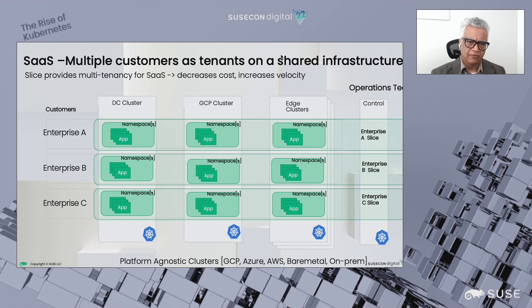There's also the case where you have different enterprise customers, who are maybe your SaaS customers, but again, your deployment is in multiple locations for various business reasons. So whether you want to have an edge cluster, a GCP cluster, or a data center cluster, you want to have this ability to create slices, so that all the enterprise A's traffic and so on is just contained in its own slice and isolated from B and C. And so that again will definitely increase your velocity and reduce your costs.